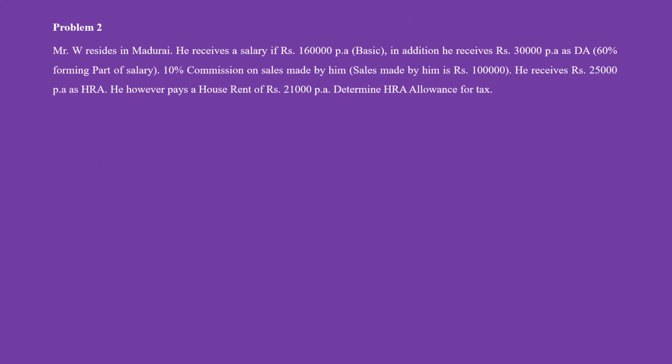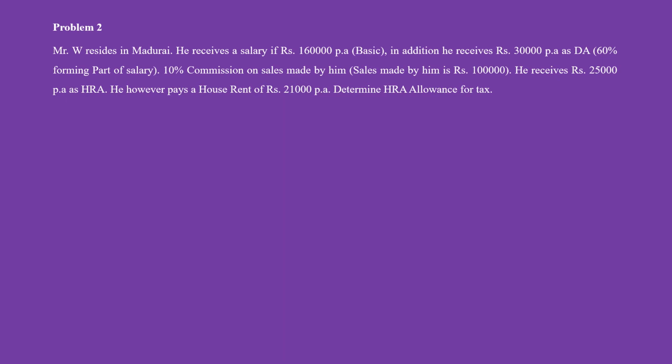Problem number 2. Mr. W resides in Madurai. He receives a salary of rupees 1,60,000 per annum as basic. In addition, he receives 30,000 per annum as DA. Within brackets, it is given 60% forming part of salary. 10% commission on sales made by him. Sales made by him is 1 lakh. He receives rupees 25,000 per annum as HRA. He, however, pays a house rent of rupees 21,000 per annum. Determine house rent allowance for tax.